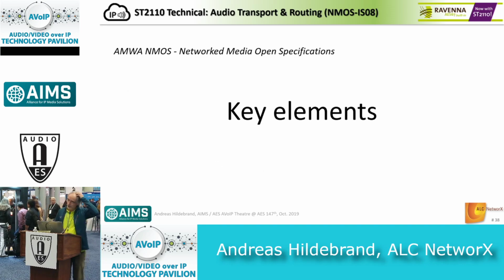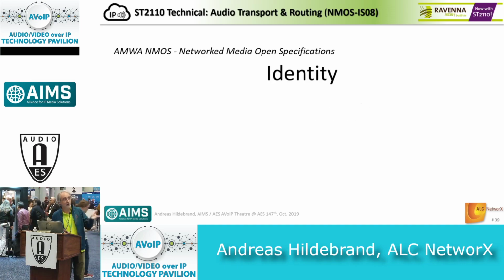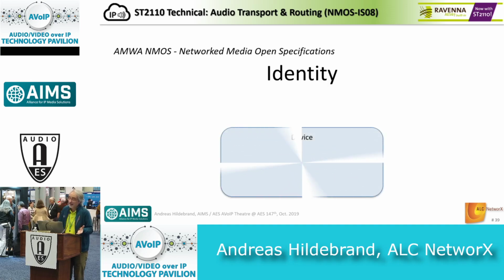Let me run you through the key elements of NMOS to further understand how IS-04, IS-05 and IS-08 actually work. The key elements of NMOS. The most important key element is identity. In order to know what's going on in the network, the particular resources need to have identities, IDs.